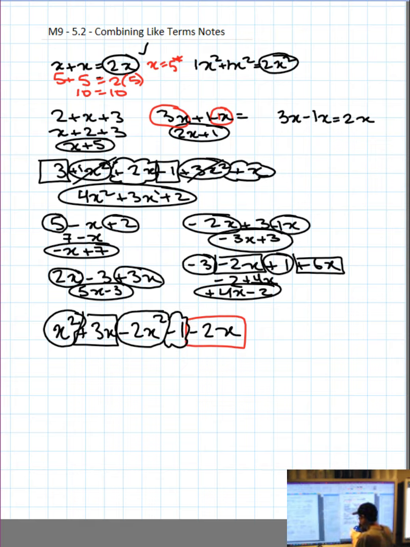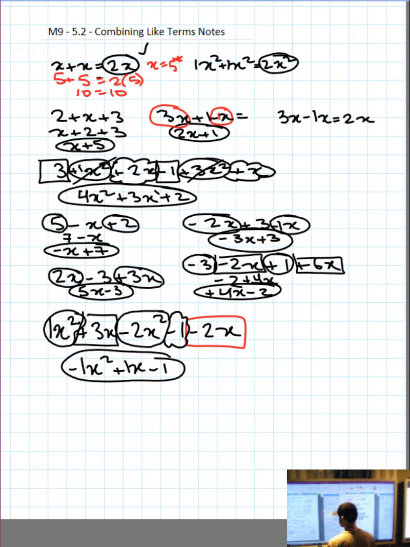And then let's start with the highest degree. So we have 1x squared, so we can put a 1 in front. And we can do 1x squared minus 2x squared, which is going to be negative 1x squared, or as you can see in the notes, just negative x squared. Then we have positive 3x minus 2x, which is 1x or positive x. And then we just have a minus 1 all by itself, if it had another number to combine it with, obviously. So circle, square, cloud, triangle, whatever, the like terms.